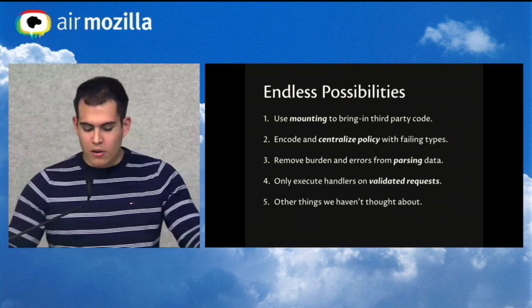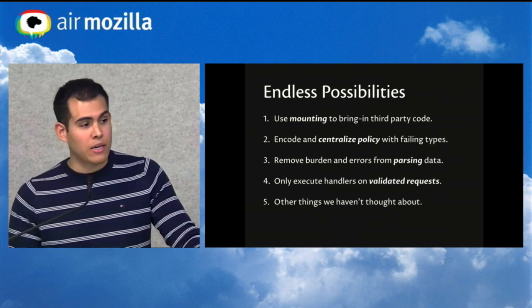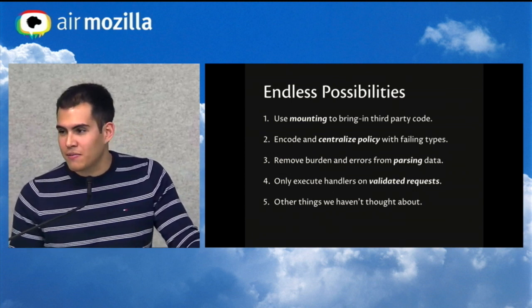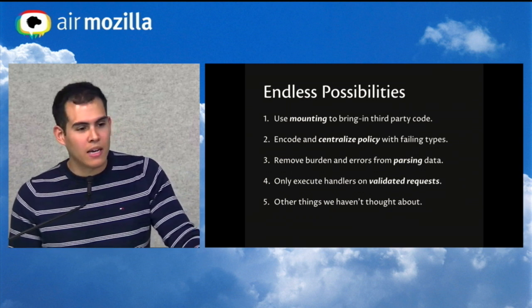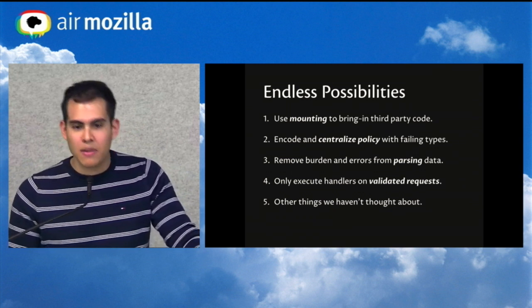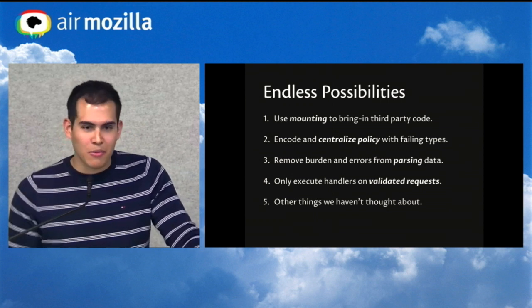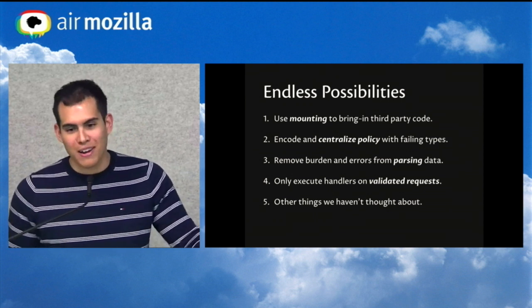As we saw, you can encode and centralize policy with request guards. I think this is an underexplored area. One thing I really want to happen is for me or someone to write a user authentication system, which I think would be really, really cool in Rocket. I don't know how to do it. I don't know. Someone should do it. At some point I'll get to it if no one does it.